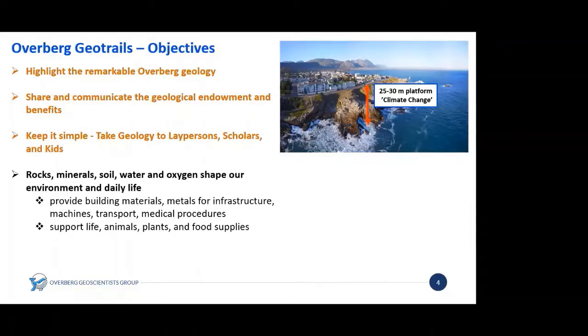The other thing that I think people tend to forget is that rock minerals, soil, water and oxygen shape our environment and daily life. The room that you're sitting in right now is all made out of stuff that comes out of the ground. Again, the agriculture is all on soils, altered rocks, and those soils provide the food that feed us. And obviously the other important part of all of this is water. Without water, there's no life.